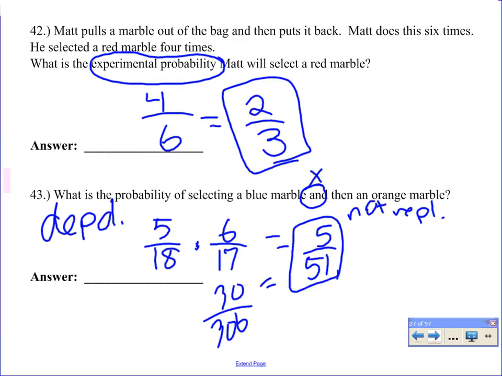Oh, so maybe you added up the marbles wrong? Okay. Just take your time on the test. That won't be an issue. Did you remember to take 1 from the sample space? You reduced it by 1? Okay. Anyone else on 42 or 43?